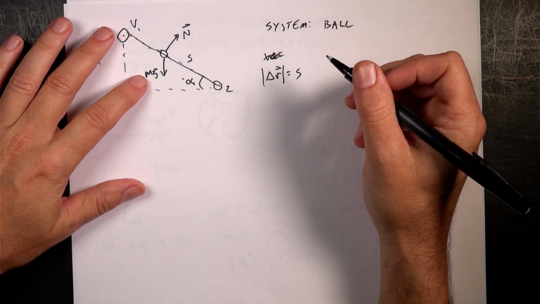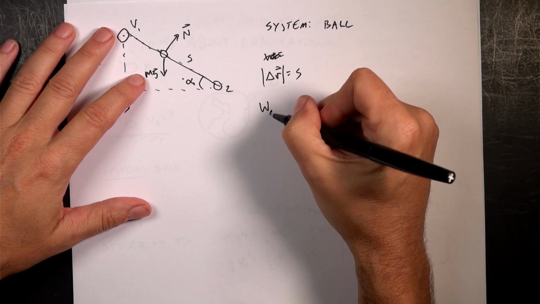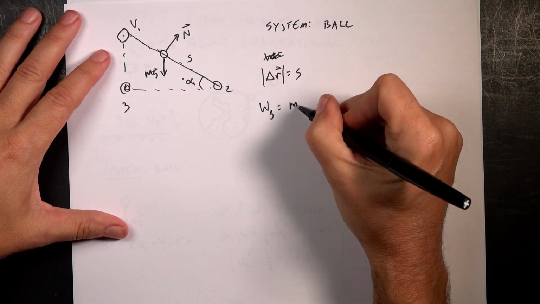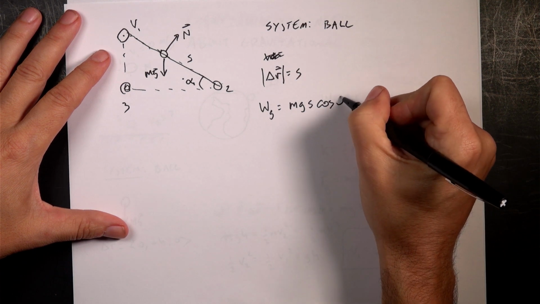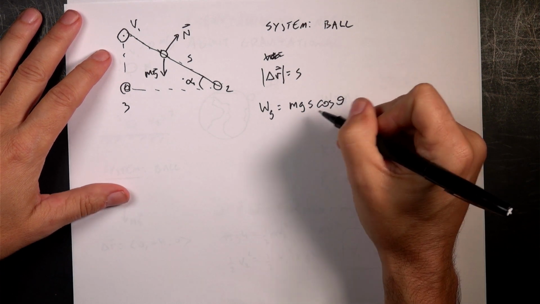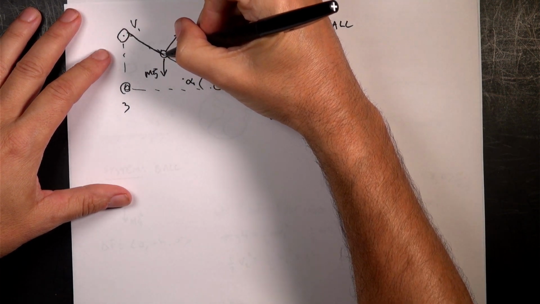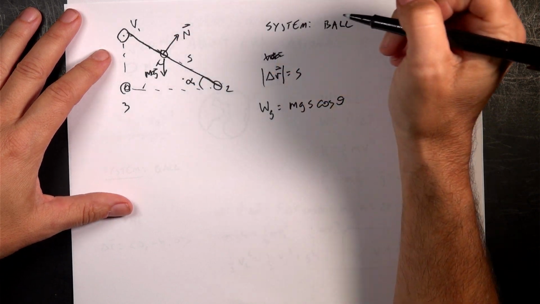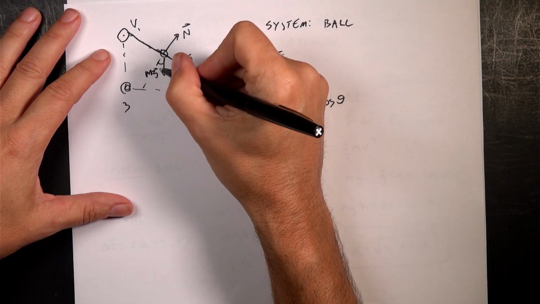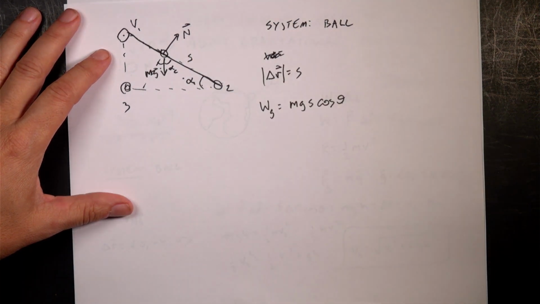Okay, so then the work done by gravity is going to be the gravitational force, mg, times S, times the cosine of theta, where theta is the angle between mg and S. So here is this. That's the direction of S. And this is the angle, the same angle as that. That's the angle alpha. So this is alpha C, the complement of alpha, right?